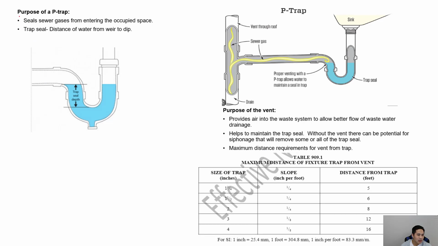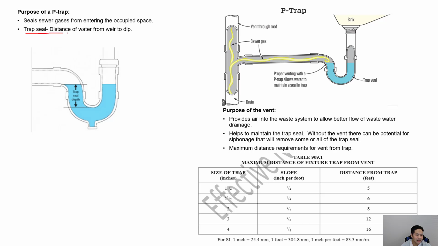So the P-trap is the piece that typically goes right below a fixture, and it looks something like this and like this. And the purpose is to seal the sewer gases from entering the occupied space. So if you have any type of sewer gases like this, it basically stops it from going into the occupied space here. And that's the purpose of the seal.